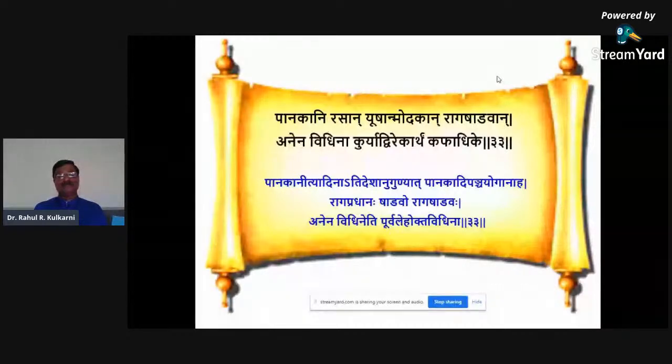If kaphadike is there and virechana has to be given, in that condition the panaka, rasa, that is mamsa rasa, yusha, modaka, raga, shadava etc. processes have to be done. So these are the different pathya kalpanas: panaka, mamsa rasa, yusha, modaka, raga, shadava etc. With these pathya kalpas processed with the trivrut churna, if given, it is going to help for virechana. So for sukha virechana, where kaphadhikya avastha is there, these pathya kalpanas can be used for virechana.